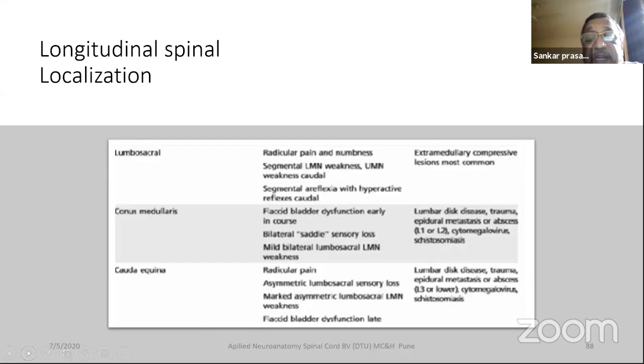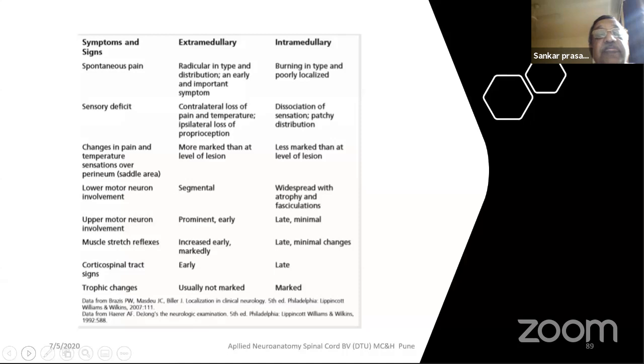Cauda equina has a radicular pain, asymmetric lumbosacral sensory loss, marked asymmetric lumbosacral weakness, and sometimes bladder dysfunction, but it's late. Causes are lumbar disc disease, trauma, epidural metastasis, and so on. Here, in conus medullaris, there is flaccid bladder dysfunction early, bilateral saddle sensory loss, and mild bilateral lumbosacral weakness. The weakness is not a very major issue here, and trauma, epidural metastasis, or abscess are the more important causes. Right. So these are the differentiating features, like extramedullary versus intramedullary, which we have already seen.